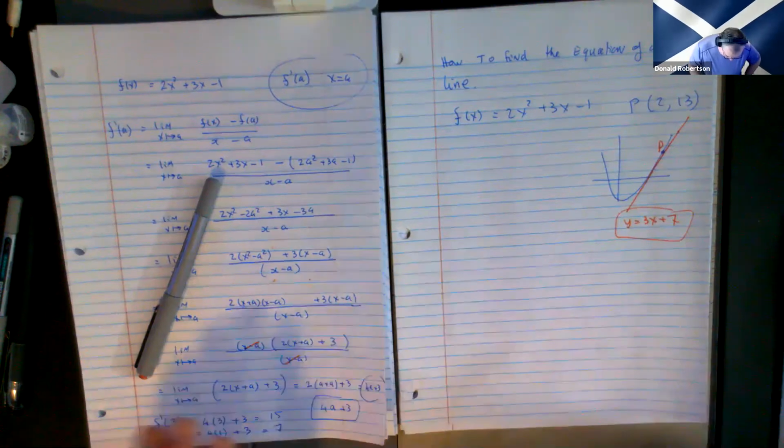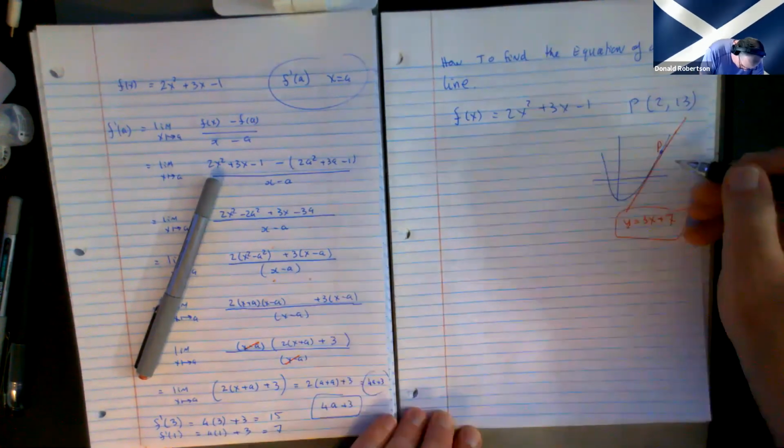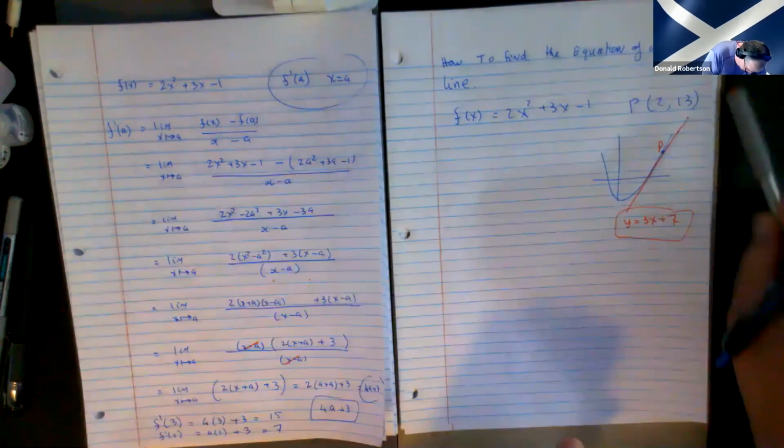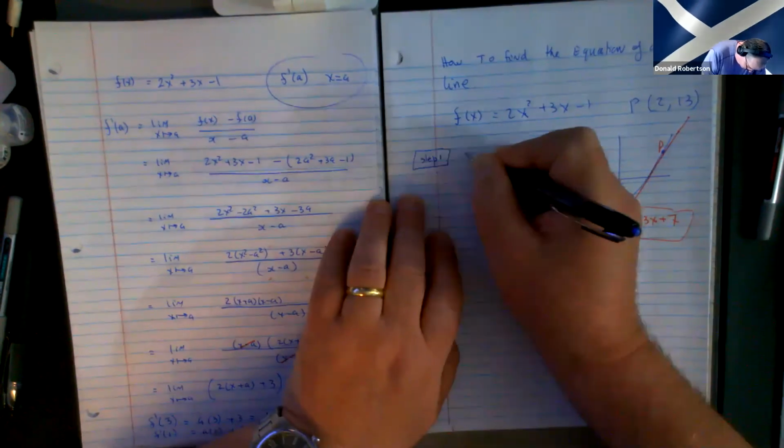This is cool stuff. Right, we got this fella. So I'm going to skip a line. First, step 1 would be to find the slope of the tangent line.